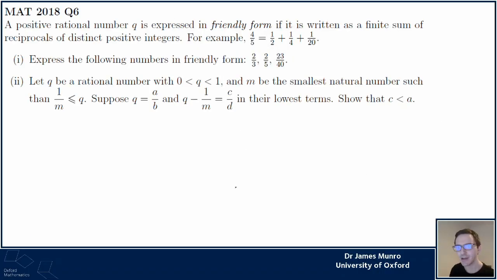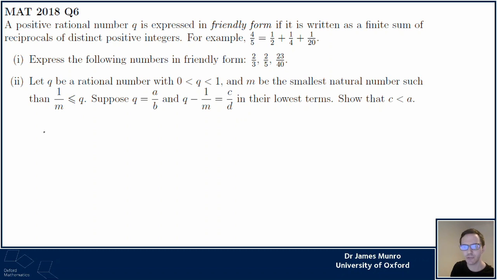Part 2 asks us about subtracting 1/m, where m is the smallest natural number, so that 1/m is still less than q. Subtracting that and looking at how the numerator gets smaller when you do that subtraction. Okay, so a lot to take in here. They've told me that q is a/b, and I sort of just want to plug that into the other statements they've given me. I think I'll start by thinking about this condition that I'm told.